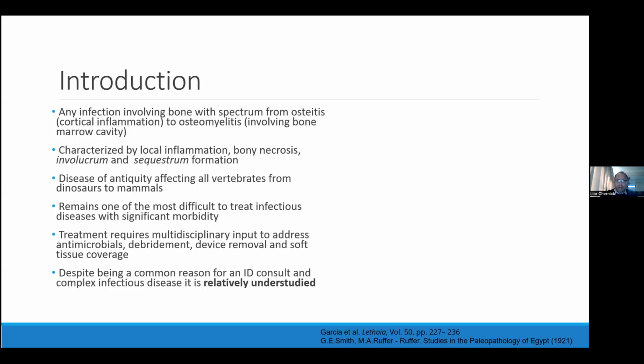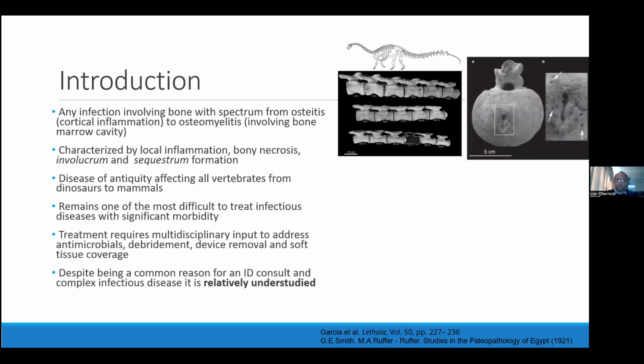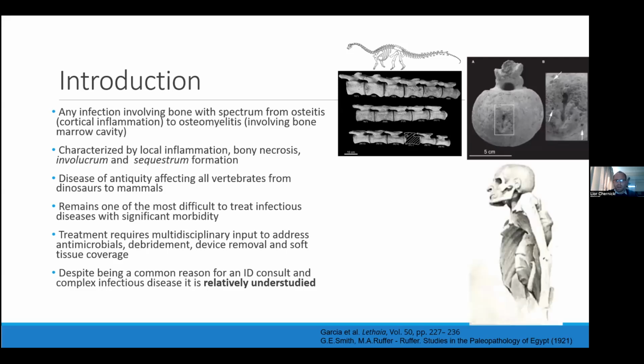and biofilm. It's a disease of antiquity affecting all vertebrates. This is from the prehistoric times. I mean, there's fossilized evidence of dinosaurs. This is a sauropod with vertebral osteomyelitis. We know in ancient Egypt, many of the mummies have been found to have had Pott's disease or TB osteomyelitis. So a really ubiquitous disease entity in all vertebrates. It remains one of the most difficult to treat infectious diseases, and there's significant morbidity that really affects quality of life and at times mortality.